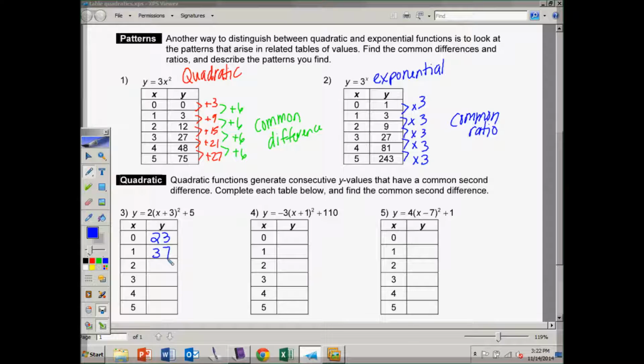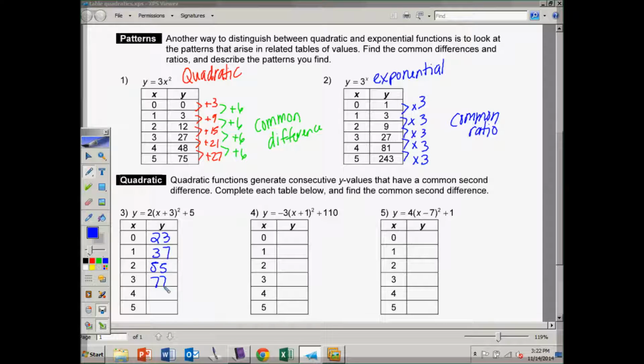We have 2. 2 plus 3 is? 5. 5 squared is? 25. Times 2 is? 50. 50 plus 5 is? 55. 3, plug it in. 6. 6 squared is? 36. Times 2 is? 72. Plus 5 is? 77. Good job. 4, plug it in.